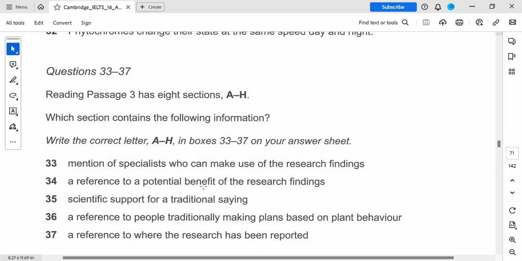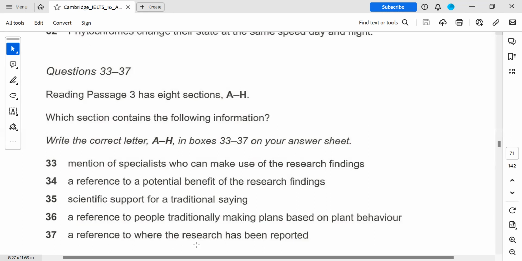Reference to potential benefit, future. Scientific support for traditional saying, science, I see labs, chemicals. Traditional saying, I see black and white. A reference to people traditionally, I see people, but traditionally means in black and white. I saw people in the 1980s, 14th century, 12th century movies. Making plans, I saw paper and a pen, and they're making some plans. They were not sitting on the computer, right?